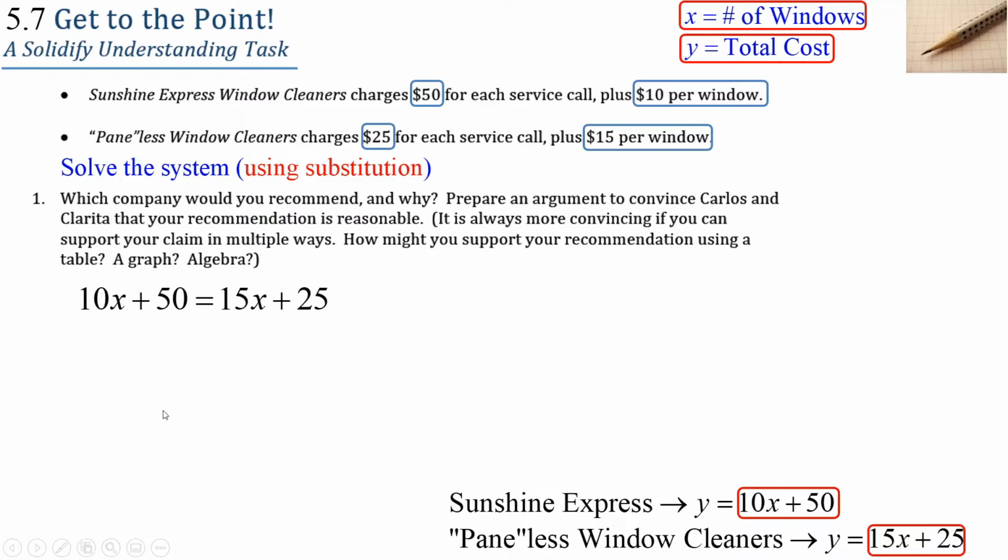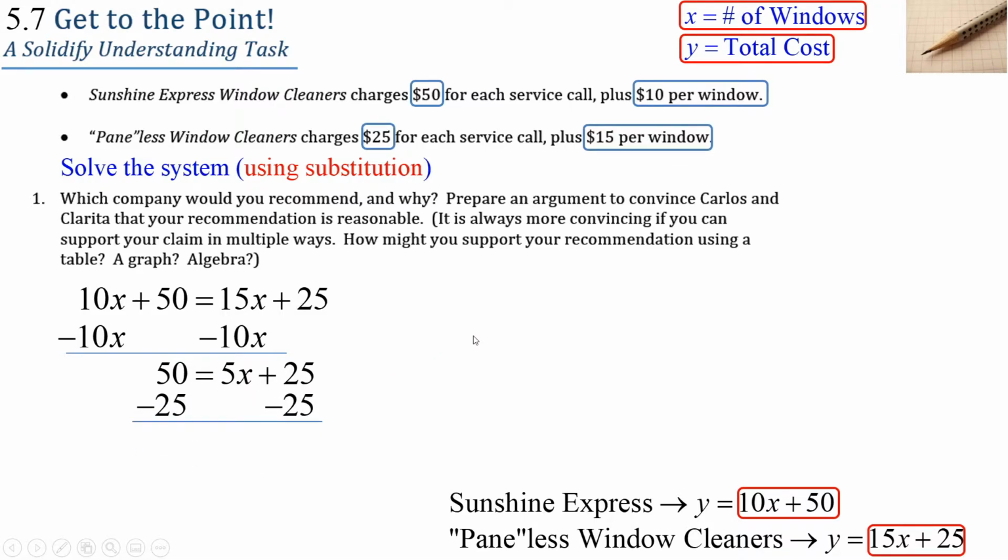We'll solve for our x. On the left we have 10x, and on the right we have 15x. Let's get our x's on the same side, so let's subtract the 10x from both sides. Bring down that equal sign, and 10x minus 10x is gone, leaving you a 50. And on the right we have 15x minus 10x is 5x plus the 25. Now isolate this x right here. So let's get rid of that plus 25 by subtracting 25.